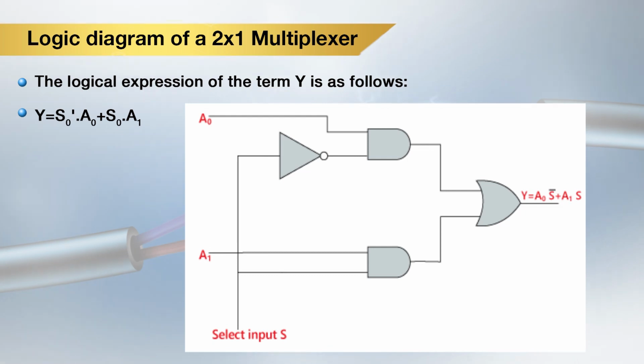A0 is connected to one of the AND logic gates and S0 bar is connected to the second terminal, and the output is given to the OR gate. Similarly, in the second AND gate, the input is A1 and S0, and the output is given to the input of the OR gate, and the OR gate according to the combination selects which data to be given at the output.